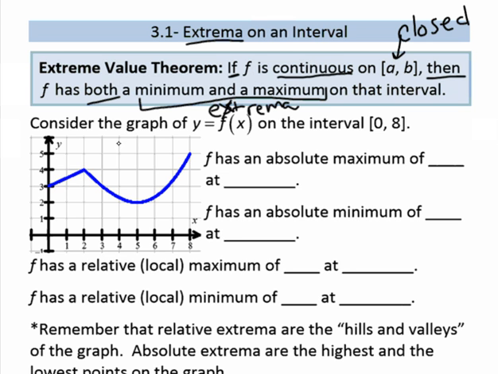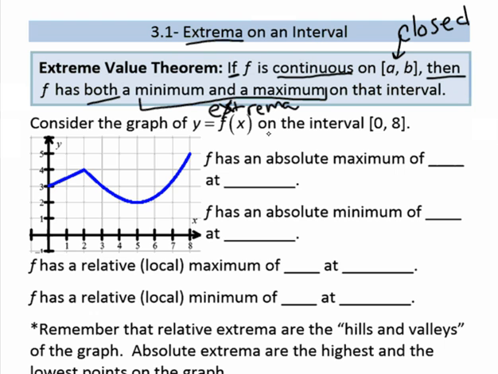Okay, so let's look at this first example. Consider this graph on the closed interval from 0 to 8. Here at 0 and here at 8, we first want to make sure that it is continuous on this closed interval. And yes, it is continuous. There are no holes or jumps or asymptotes or anything on this interval. So we can apply the extreme value theorem. Therefore, we know that there is both an absolute maximum and an absolute minimum.